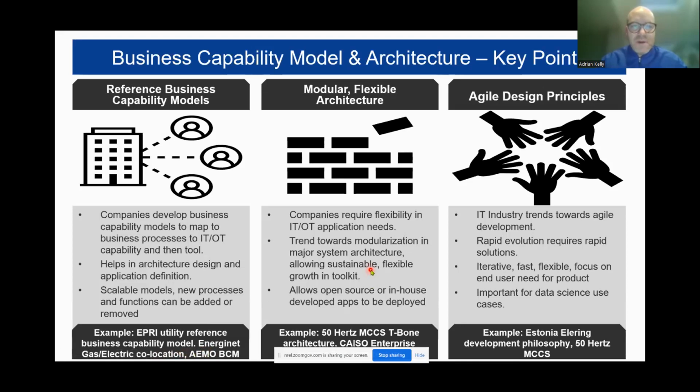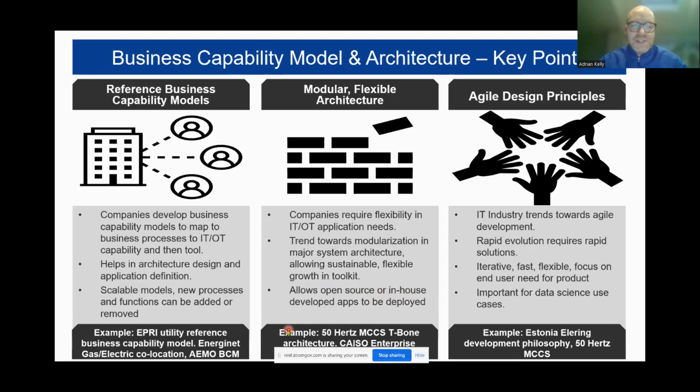The second step is around modular flexible architecture. What we're seeing here is a move where companies and utilities want more flexibility in their application toolkit for operations technology and information technology. What we're constantly hearing is a trend towards modularization, the architecture being broken down into pieces that can be slotted in, slotted out, upgraded, and new things tried, all linked together via data interfaces. This also allows in-house developed tools, which COES will talk about a bit, and open source tools to be developed and plugged in.